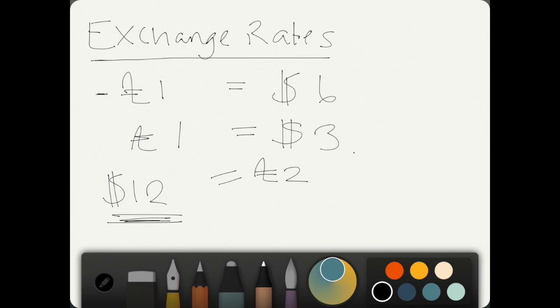Now the exchange rate, the pound has depreciated. It's gone down in value. It's now worth less. So basically, in order to get the $12 to pay for the shoes, I have now got to give up £4.